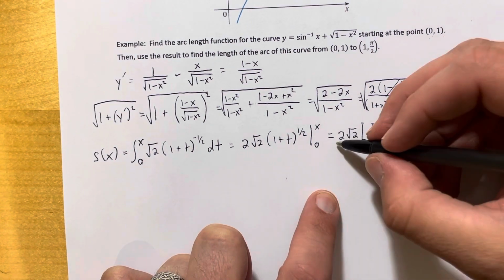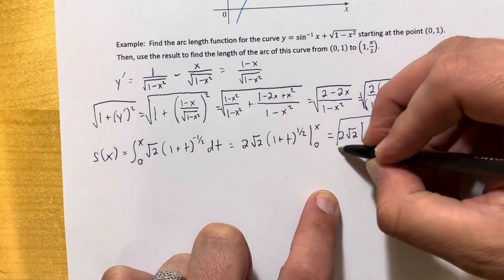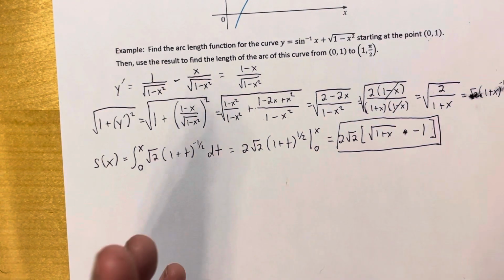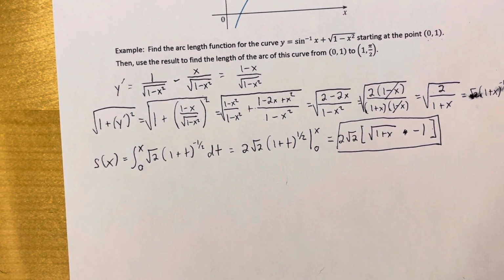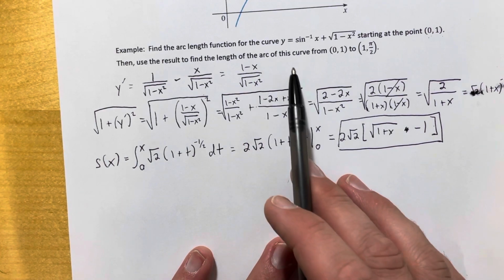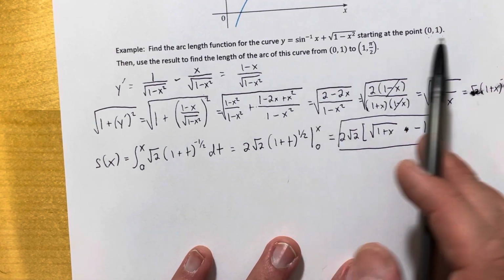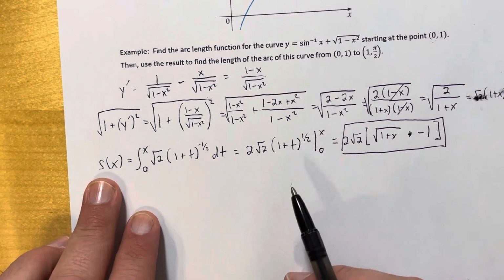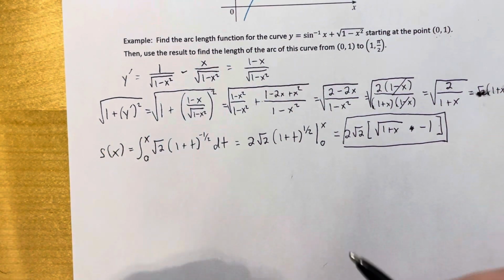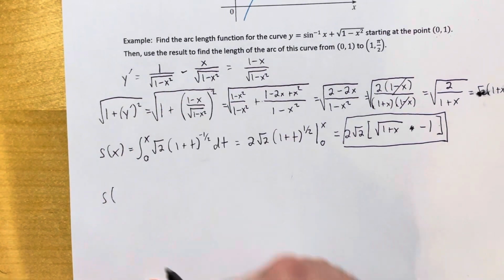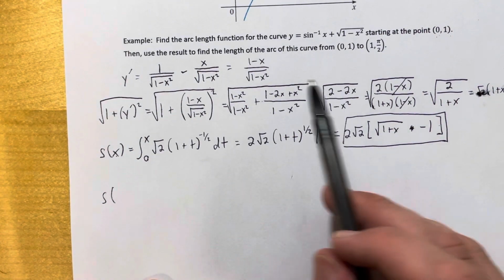Okay, so this right here is my arc length function. Now, that's part of what we were trying to find. I have one more part to this question. Use this result to find the length of the arc of this curve from (0, 1), our starting point, to (1, pi over 2). The benefit of having this arc length function is I've done all the integration I need to do. All I need to do now is plug in whatever value of x would answer this question.